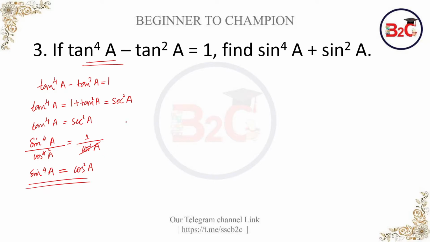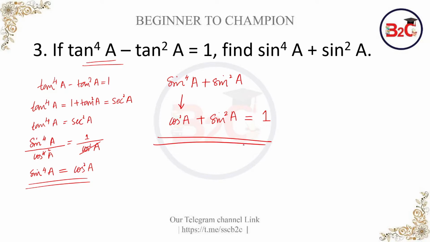Now let's look at what we have to find out. We need sine raised to 4a plus sine squared a. And we know that sine raised to 4a is cos square a. So I'm going to write cos square a in the place of sine raised to 4a. And we have sine square a here. So our equation reduces to cos square a plus sine square a. And we have the identity cos square a plus sine square a equal to 1. This is the answer to this question. Okay, let's go to the next question.